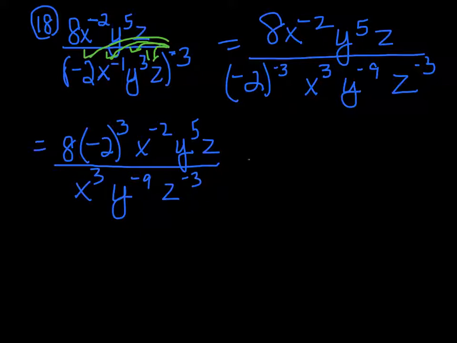There we go. All right, so if you look at this right here, I've got negative 2 to the third power. So that would be negative 2 times negative 2 times negative 2, which is going to give me negative 8. So that negative 8 times the 8 in the front is going to give me negative 64. Okay? All right, now I'm going to start moving exponents.